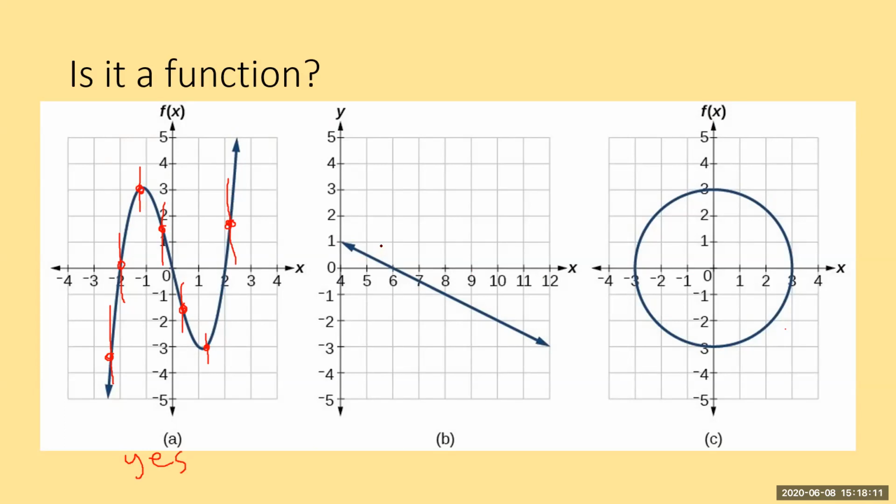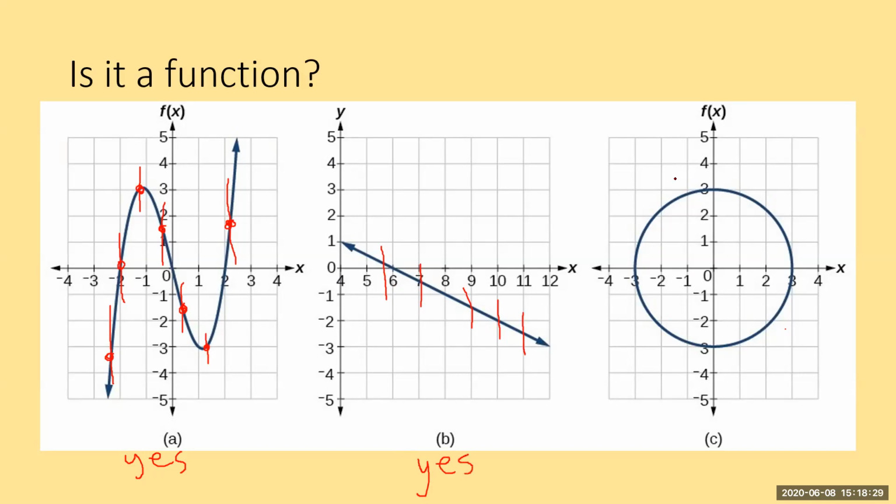All right, for graph B, same thing. I can draw a vertical line anywhere through this blue graph, and the vertical line is only ever going to cross at a single point. So yes, this is a function.